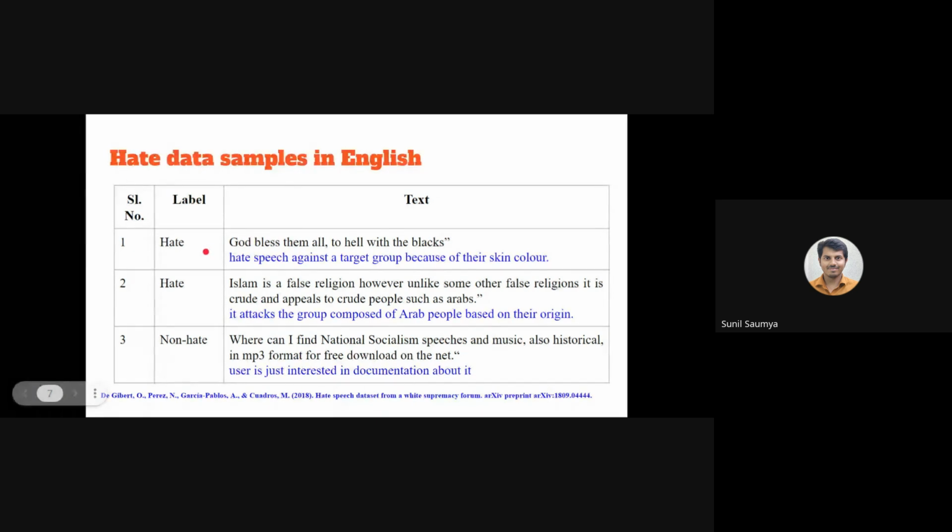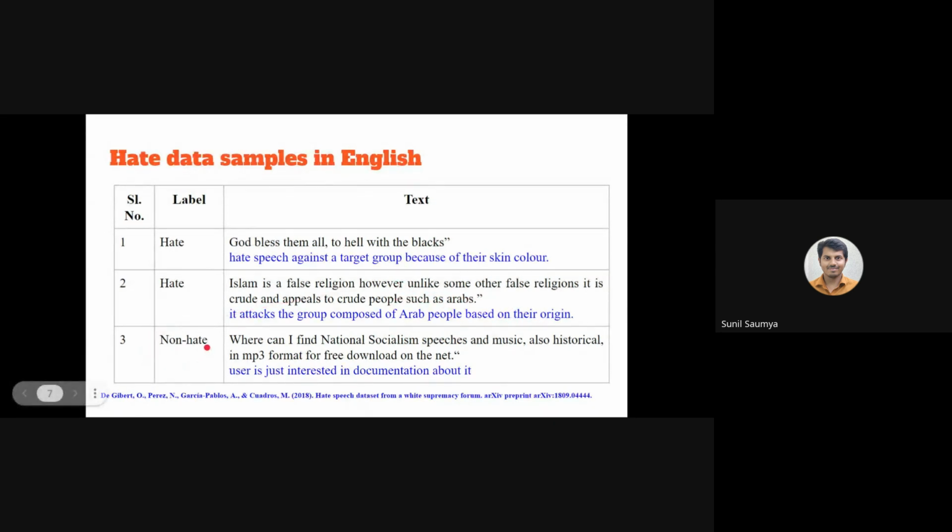Here, the first example is: God bless them all, to hell with the blacks. Now, it is clearly hate speech. Why? Because it is against a target group because of their skin color. It is talking about black people, right? So obviously it is a kind of hate speech. The second example is also hate speech, where it attacks a group composed of Arab people because of their origin.